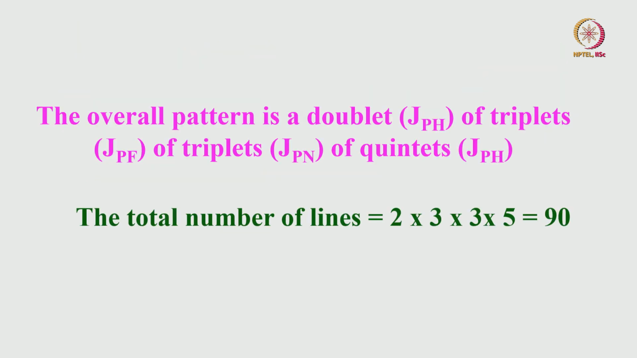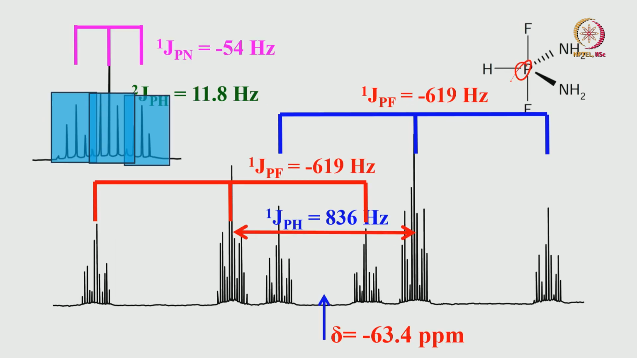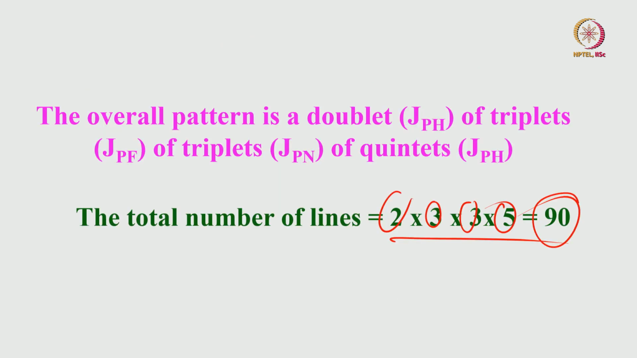So, what is the total pattern? Total pattern is doublet of triplets of triplets of quintets. So, doublet of triplets of triplets of quintet or pentet, whatever we call. So, totally how many peaks we get? 90 peaks. It is a simple molecule. One phosphorus spectrum if you take, without doing any decoupling, all of them are coupled, you are going to get 90 peaks. Very complex spectrum, still we can interpret the multiplicity pattern.